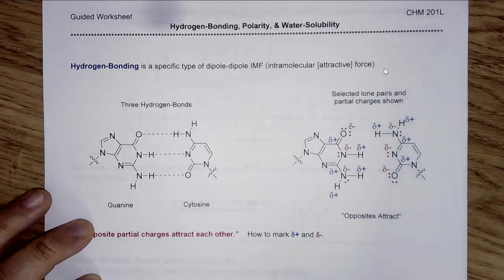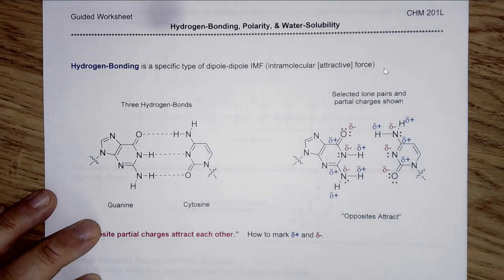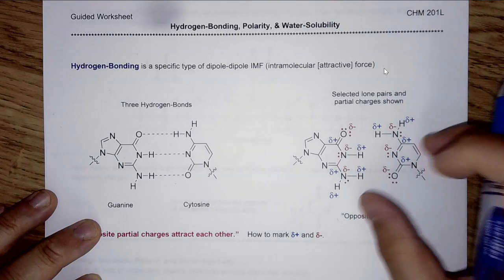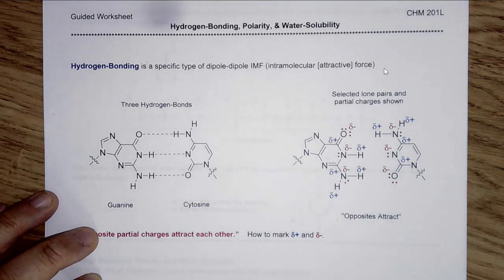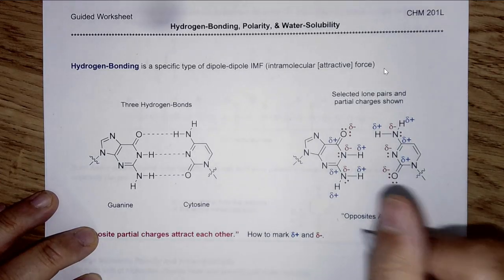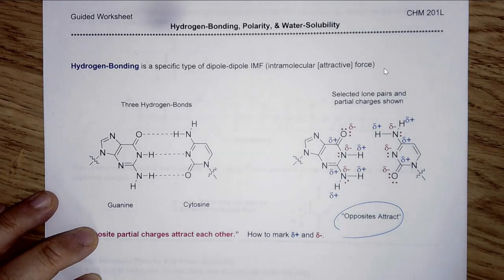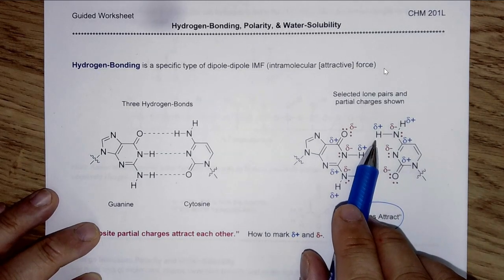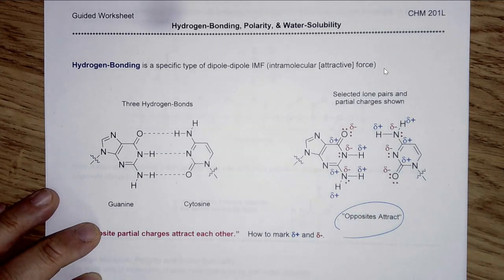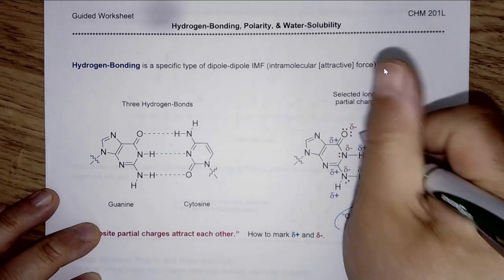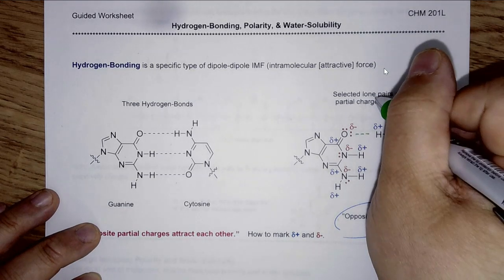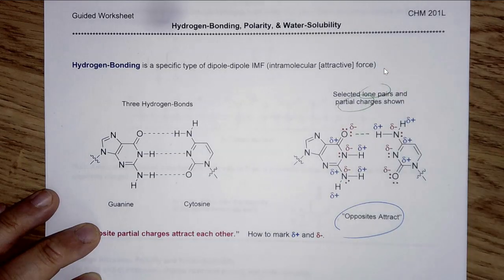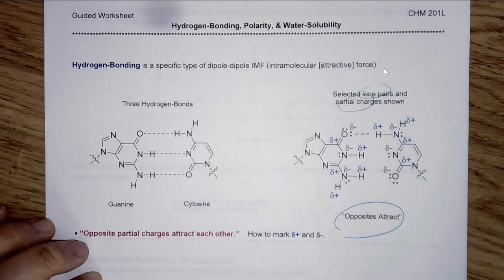Why are these attractions taking place? If you take a look at the same 2 base pairs and put in your partial charges, you will see that opposites attract. For instance, here we have a partial positive hydrogen. It's going to be attracted to a partial negative oxygen, and you could draw a dotted line like this. So again, if you draw in your lone pairs and your partial charges, you could identify these possible hydrogen bonds.